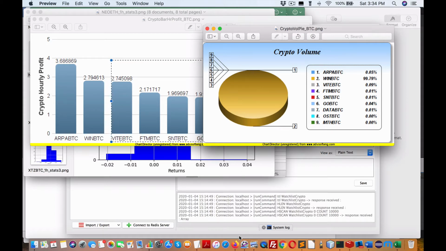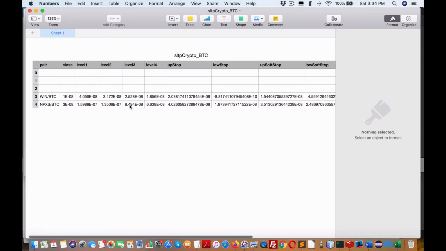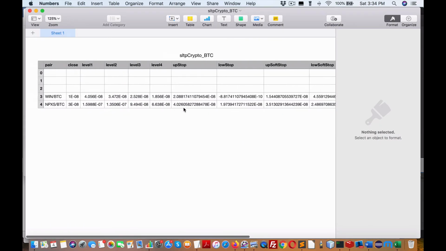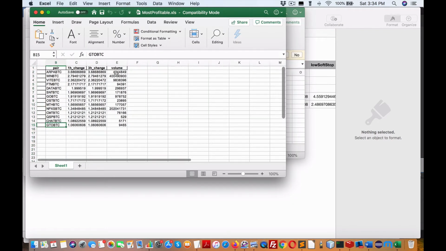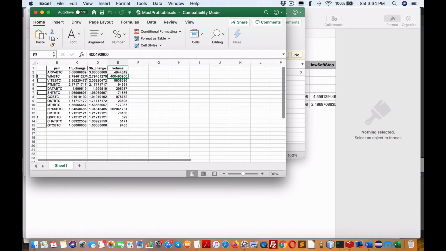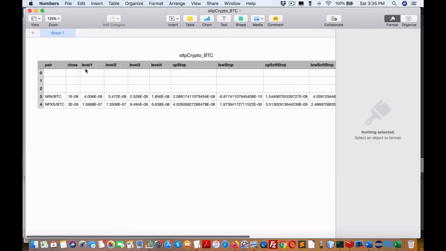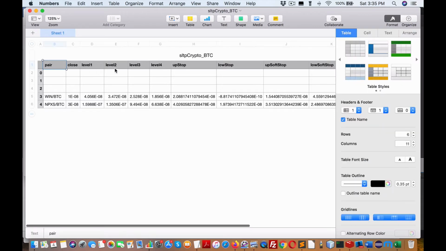What else can I show you? So right here is a really good one. Let's say you want to do a trade either on this WINBTC or NPX BTC. We'll just see. So here, these are the top two based upon volume, WINBTC, and the next one that's being currently traded as a fast mover is NPX BTC.